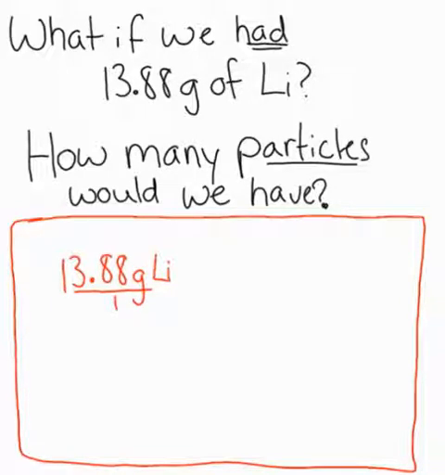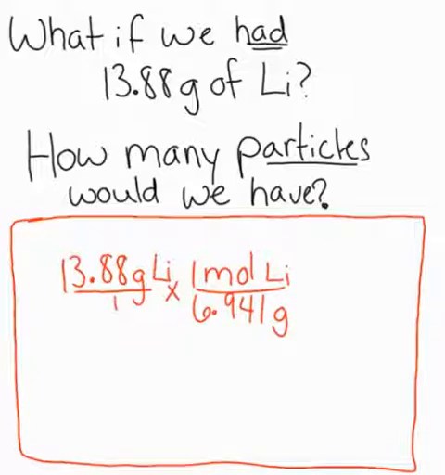Now remember, like before, we're going to add a little 1 underneath, just so we remember 13.88 is on top, times 1 mole of lithium over 6.941 grams is equal to 1 mole of lithium. Because we want these to be opposite of each other, this is how we're setting up the problem. We've got grams and grams down here. These are opposite reciprocals. That's a good hint on how to set up this problem.